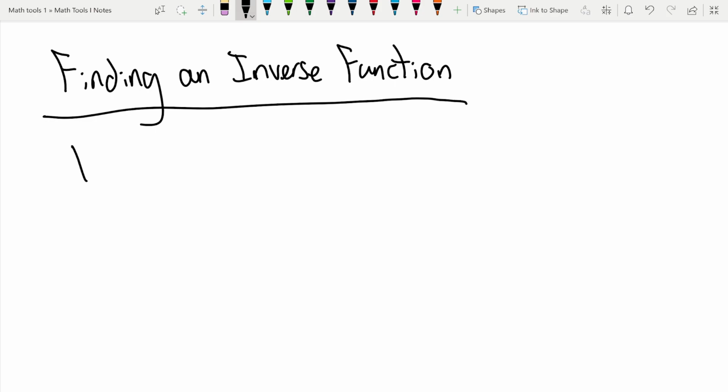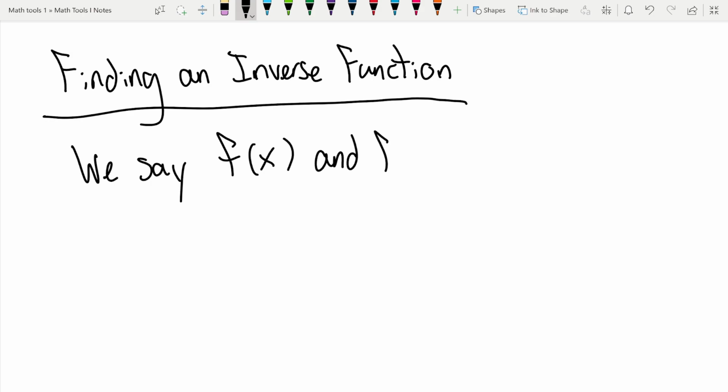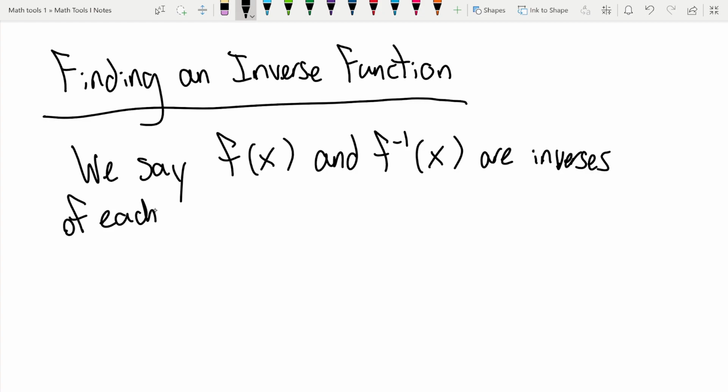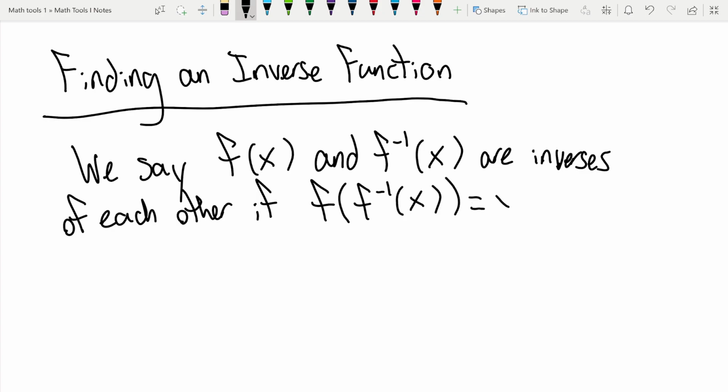So let's start with the definition of an inverse function. So we say f of x and f inverse of x are inverses of each other if f of f inverse of x equals x.